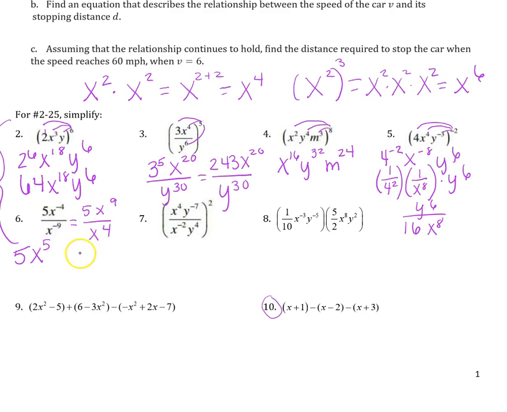But then you're still at the same spot. You still have to simplify your x's. 9 minus 4 gives you the 5, so you still end up at the same spot. Okay, I've got another power of a product.